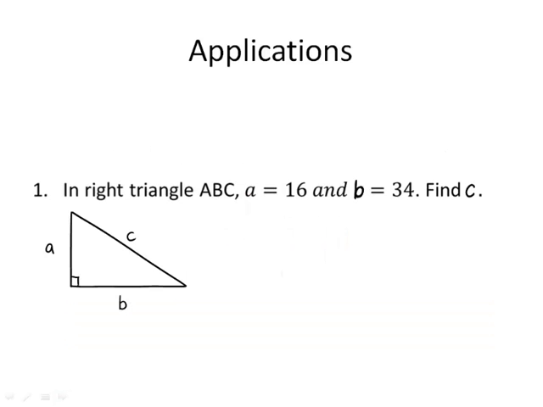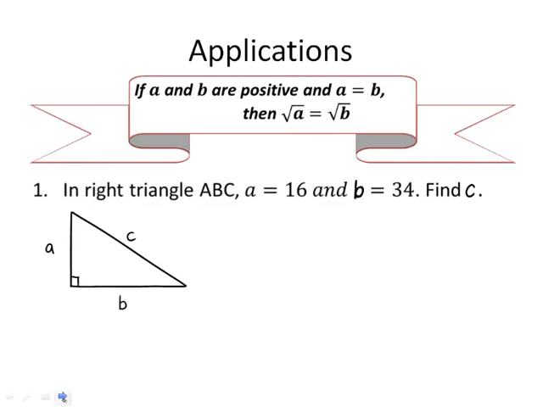In solving applications that involve the Pythagorean theorem, we often want to know the following property. We want to be able to take the square root of both sides when finding the solution to an equation. So as long as our two sides are positive and equal to each other to begin with, we're allowed to take the square root of both sides.